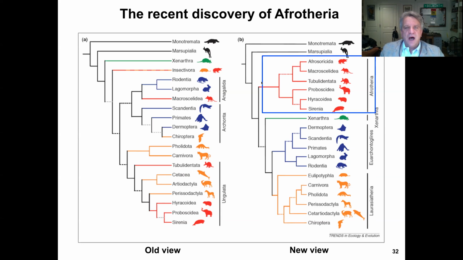However, with the onset of molecular phylogenetics, all of these disparate lineages were consistently resolved as a monophyletic group in these phylogenetic analyses. And this group was then named the Afrotheria because if you look at what was likely the ancestral geographic area for this clade, it was Africa.